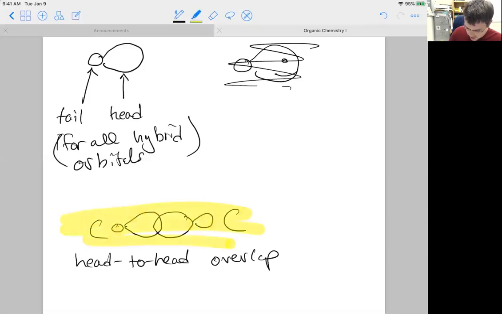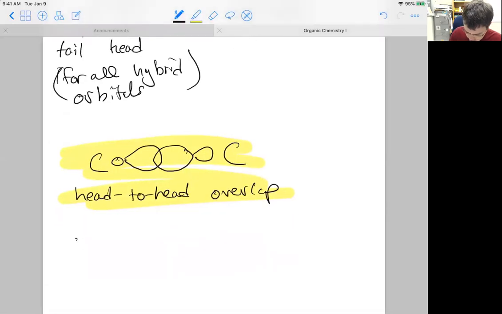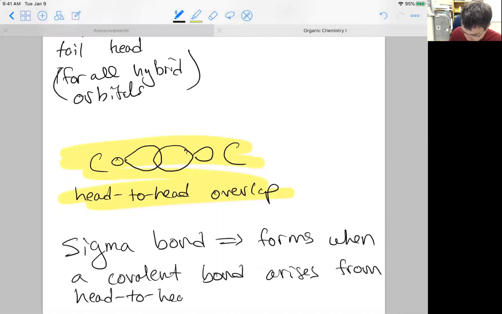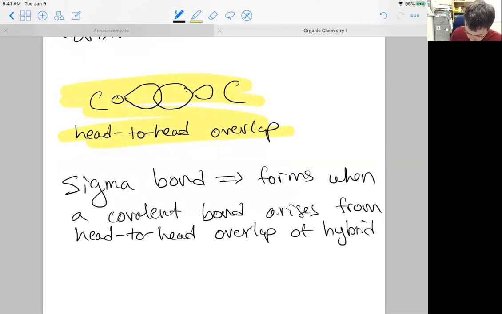Head-to-head overlap of hybrid orbitals is called, another hugely important term, a sigma bond. A sigma bond forms when a covalent bond arises from head to head overlap of hybrid orbitals.